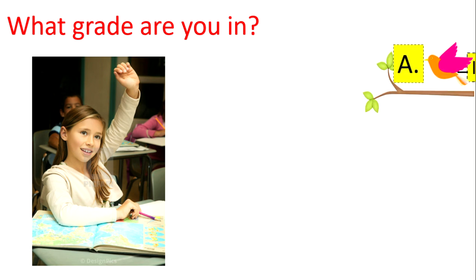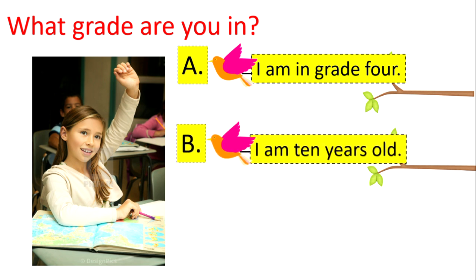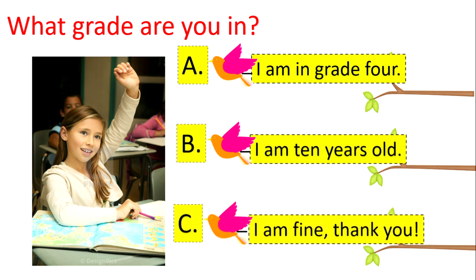Is it A, I am in grade 4? Or is it B, I am 10 years old? Or is it C, I am fine, thank you? Okay, can you tell me what is the best answer for the question, what grade are you in? Okay, the correct answer is, I am in grade 4. For that question, what grade are you in? The best answer is, I am in grade 4.